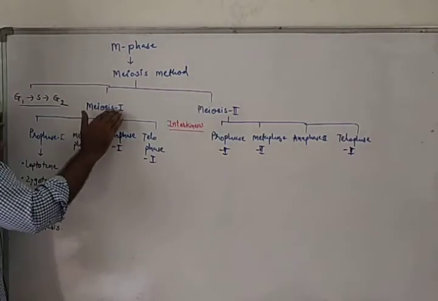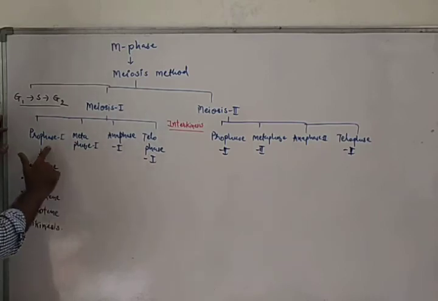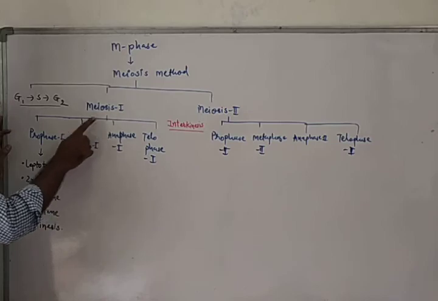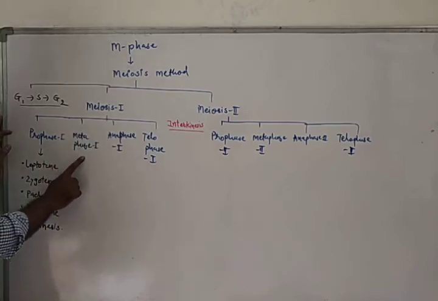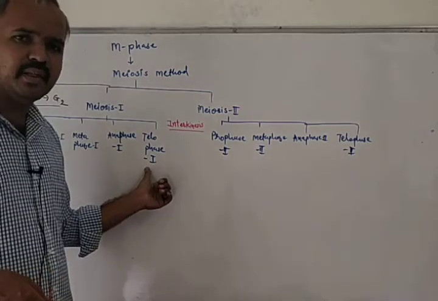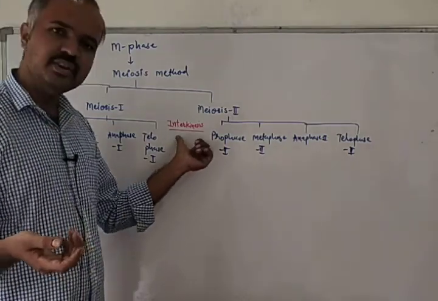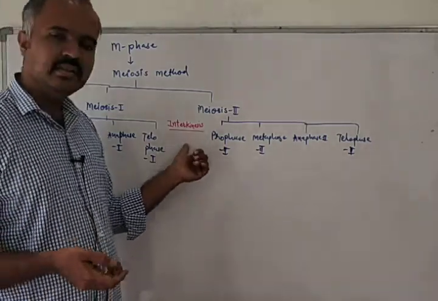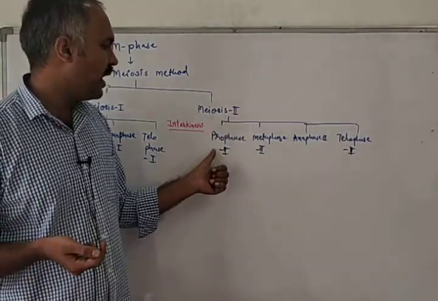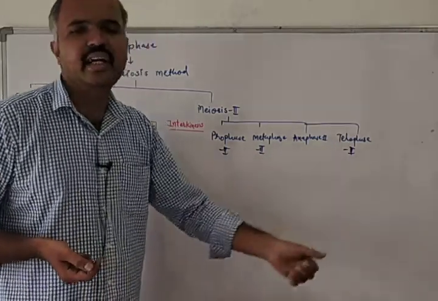Meiosis 1 involves the following steps: prophase 1, metaphase 1, anaphase 1 and telophase 1. After the completion of telophase 1, there will be a temporary pause in the cell division, known as interkinesis. Then the cell will enter the second round of meiosis, meiosis 2, which involves prophase 2, metaphase 2, anaphase 2 and telophase 2.